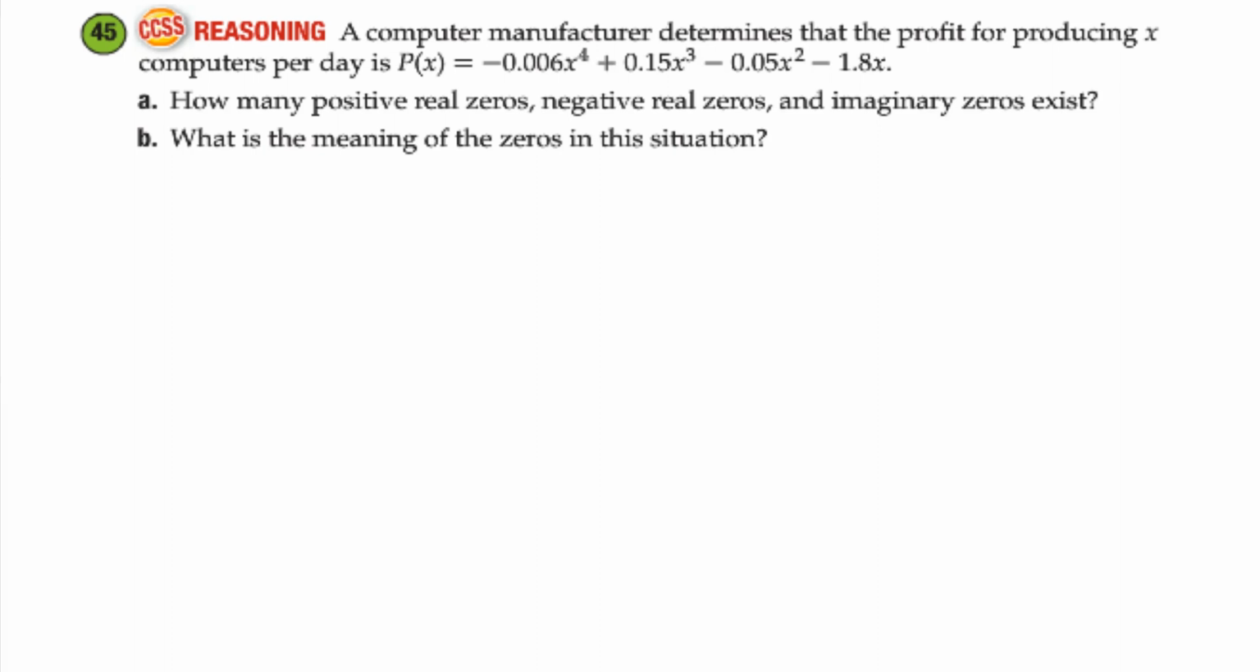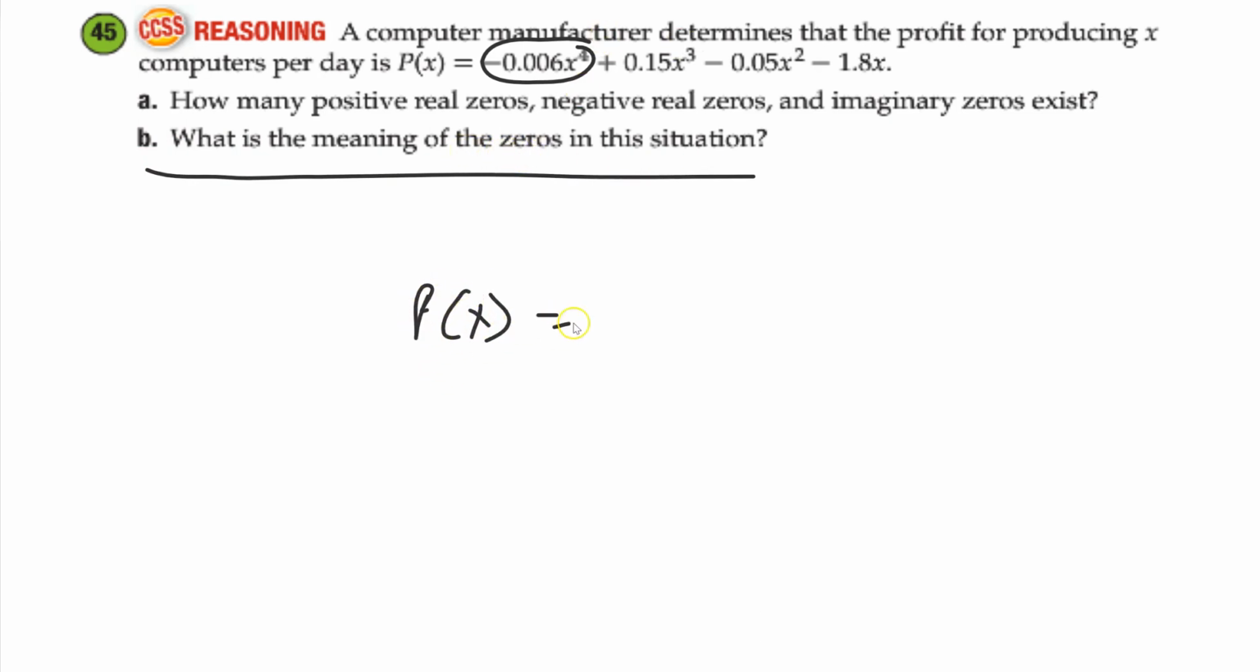A computer manufacturer determines the profit of producing x computers per day is given by this. How many positive real zeros, negative zeros, and imaginary zeros exist? What is the meaning of zeros in this situation? Again, we could do the positive, real, negative. There should be 4 zeros. I'd graph it to figure out how many positive or negative ones there are. What is the meaning of zeros? That's what I care about right now.